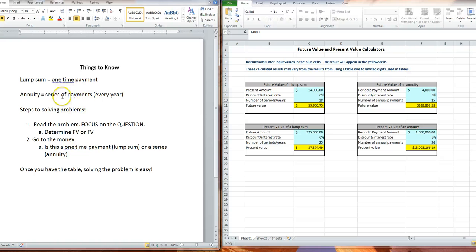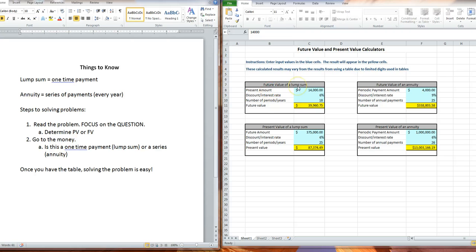It's a series, and it's important that we understand the differences, because if we pop over here, we can see that we're going to be calculating future values of a lump sum and then future values of an annuity. And similarly, we'll do the same thing for present value of a lump sum and present value of an annuity. So let me try to explain this by going to this table right here.